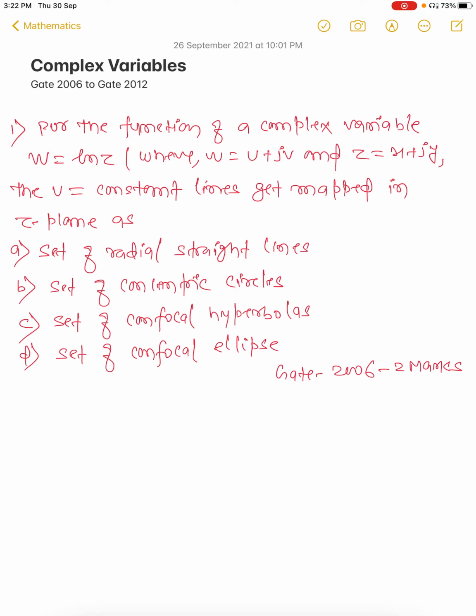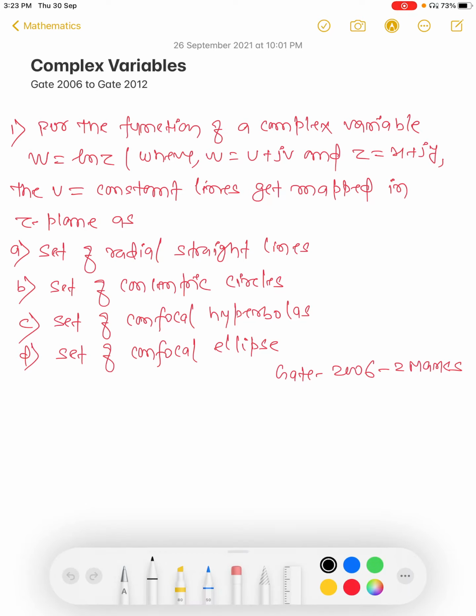For the function of a complex variable w = ln z, where w = u + jv and z = x + jy, the u = constant lines get mapped in the z plane as: a set of radial straight lines, a set of concentric circles, a set of confocal hyperbolas, or a set of confocal ellipses. Okay, now let's start the solution.